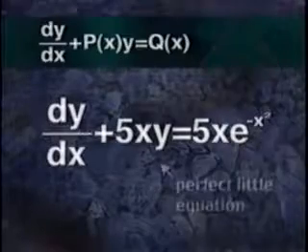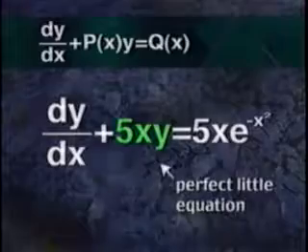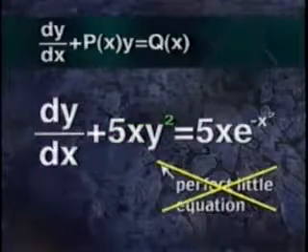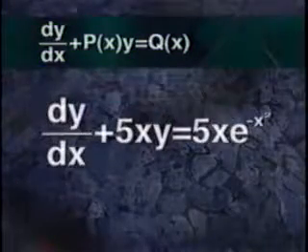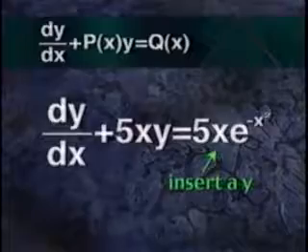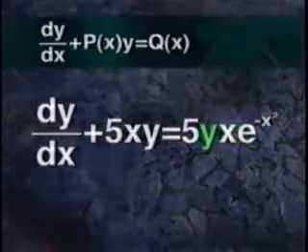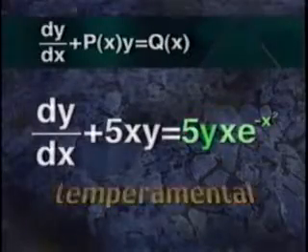Now let's mess with our perfect little equation for a minute. Suppose we change the 5xy in the second term to a 5x y squared. Well then, that'd be the end of that. This equation is no longer in the right form. Also, we could bungle everything by inserting a y into the 5x e to the negative x squared on the right, making it a function of x and y. So as you can see, these equations are very temperamental.